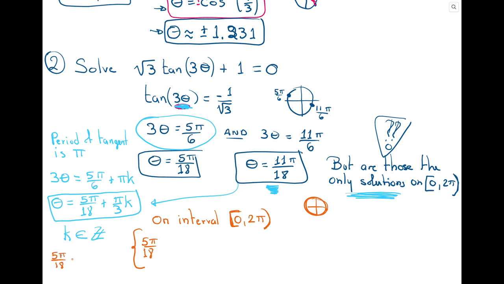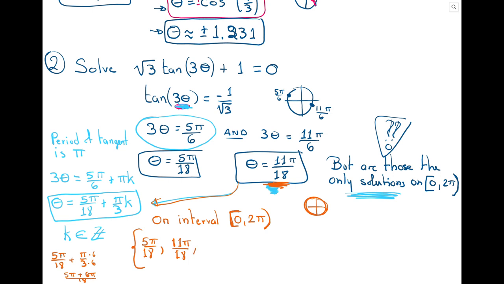But 5 pi over 18 plus, k being 1, I'm going to add pi over 3 times 1. So I need a common denominator, so I multiply by 6. So I have 5 pi plus 6 pi all over 18. So my next solution will be 6 plus 5 is 11, so 11 pi over 18. And that's what I told you, that this solution is going to be included here with the k. Okay, now we need the next one.